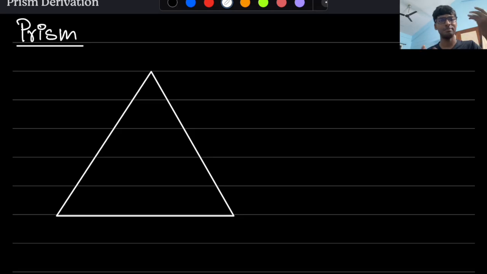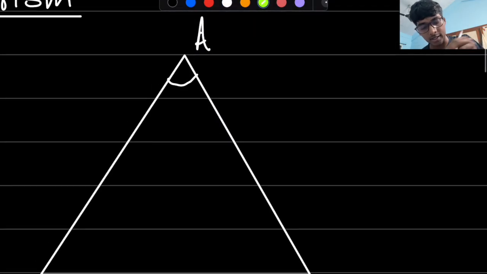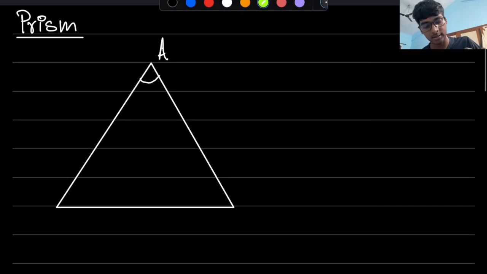I'm going with some general triangle. So let me say this angle is A, which is called the angle of prism. That's basically the angle that the prism makes. It's a property of every prism essentially. So that's A. Now let me say there's a light ray that's coming like this.